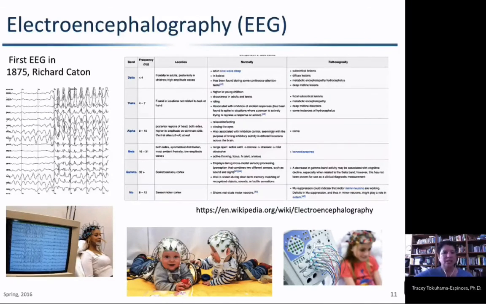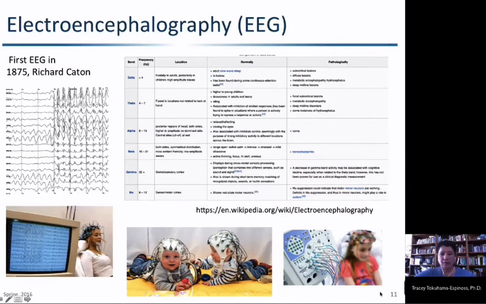So EEGs have been around since 1875. They actually measure all the different electrical waves that are in your brain: delta, theta, alpha, beta, gamma, and mu. And by measuring the different electrical impulses, you can tell whether or not certain areas of the brain are being stimulated. It's still very popular with very young children, for example, because it's relatively non-invasive, and you can get a good sense of things that you wouldn't be able to find out with young children.